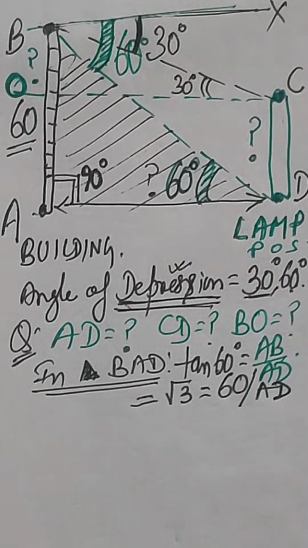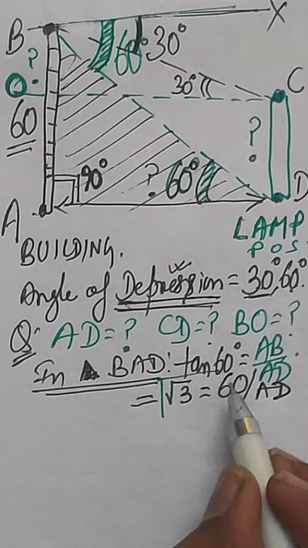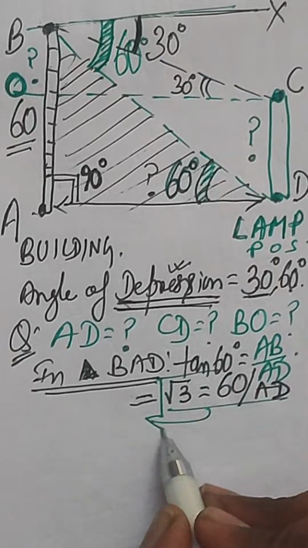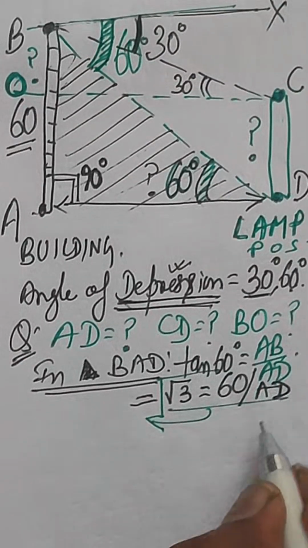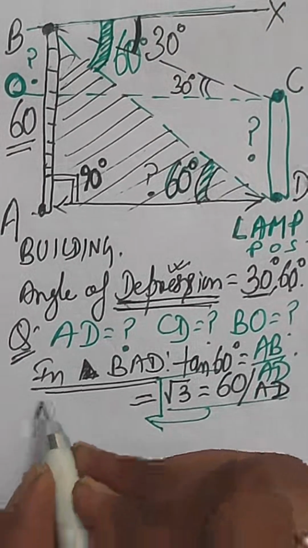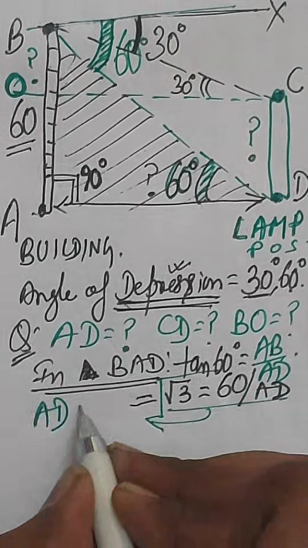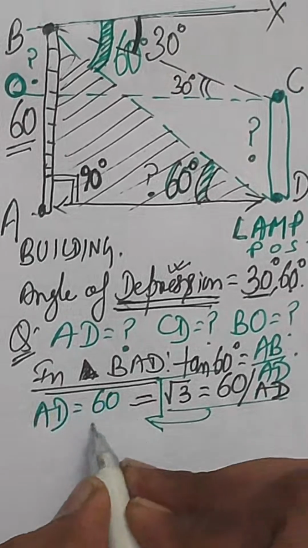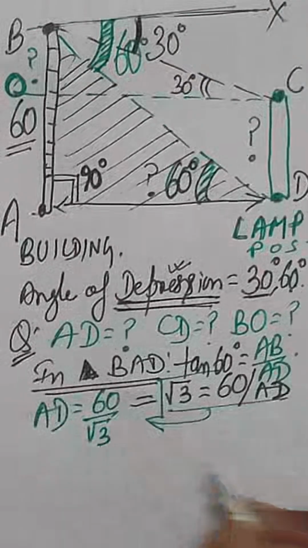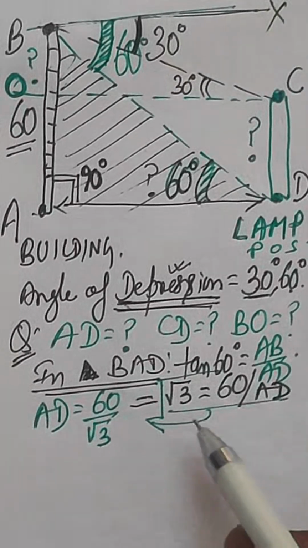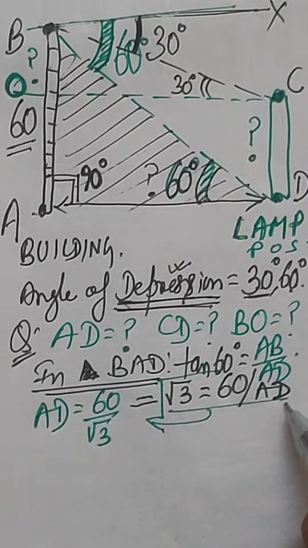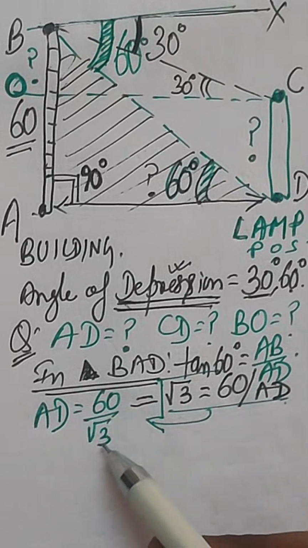So this equation will give you the length of AD as 60 by root 3, isn't it? If root 3 equals 60 by AD, then we can write AD equal to 60 by root 3.